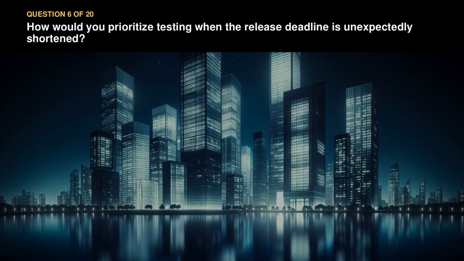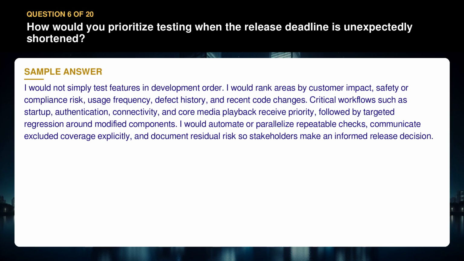Question 6. How would you prioritize testing when the release deadline is unexpectedly shortened? I would not simply test features in development order. I would rank areas by customer impact, safety or compliance risk, usage frequency, defect history, and recent code changes. Critical workflows such as startup, authentication, connectivity, and core media playback receive priority, followed by targeted regression around modified components.